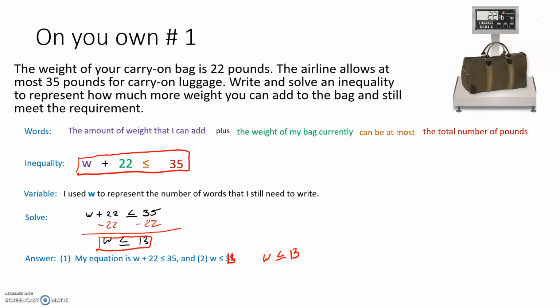So what does that mean? It's not probably the answer, but what does it mean? It just means that I can add 13 more pounds to my bag and still meet the requirement to be able to carry the bag onto the plane.